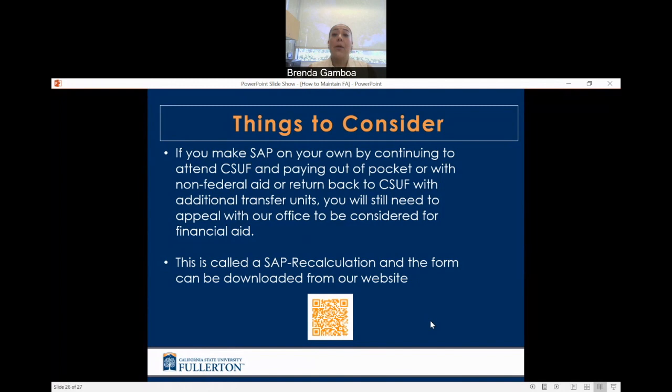If you make SAP on your own by continuing to attend CalState Fullerton and paying out of pocket or with non-federal aid, or return back to CalState Fullerton with additional transfer units, you will still need to appeal with our office to be considered for financial aid. This is called the SAP recalculation, and the form can be downloaded from our website. So you can scan the QR code and it'll take you directly to our website where you can get the form.